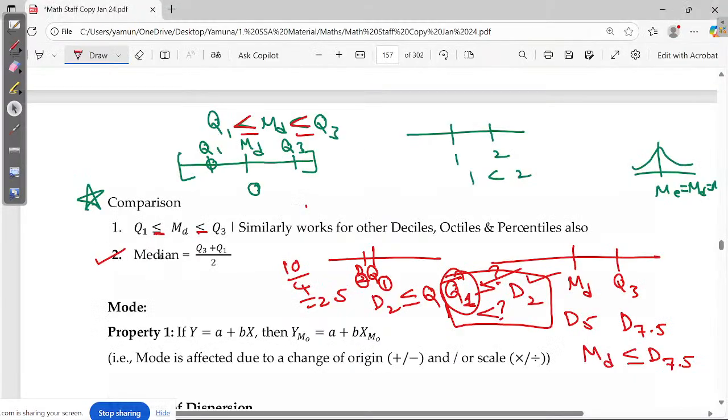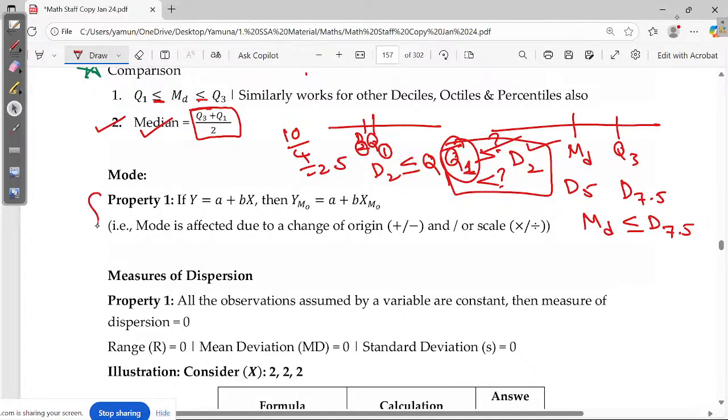Also, we can write the second one: median is equal to (Q1 plus Q3) by 2. That's about the median. For mode, there is only one property. Again, this is related to change of origin and scale. I'll discuss this in the next class. So that's all about measures of averages, the properties related to measures of averages.